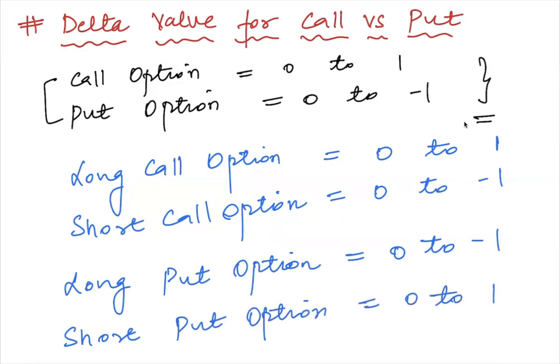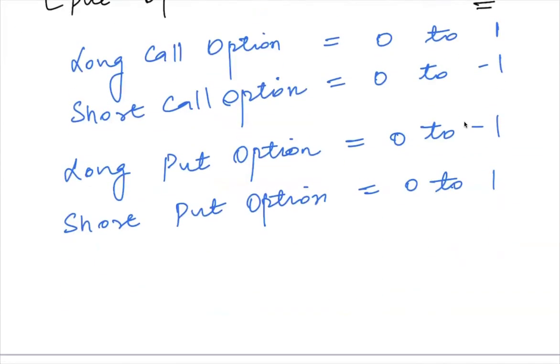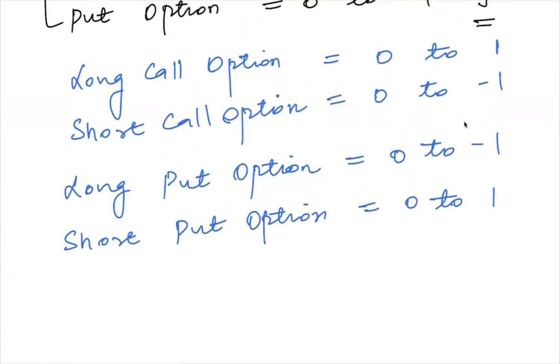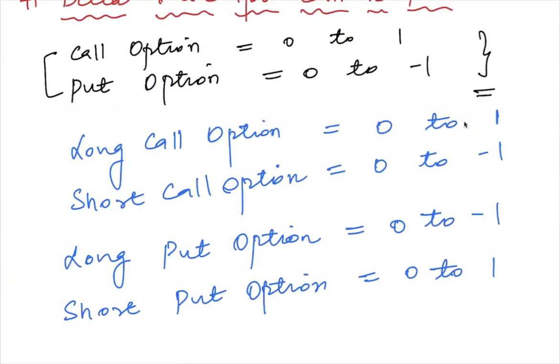But let me make you understand what all this means. Let's say I say that delta is 0.5, what does that mean? Let me explain that first. Just to remember, for a long call option, the delta is 0 to 1. For a short call, it's 0 to -1. For a long put, it's 0 to -1. And for a short put, it's 0 to 1. If you just remember one, remember the long position and then take the negative, and you'll get it for the short position.